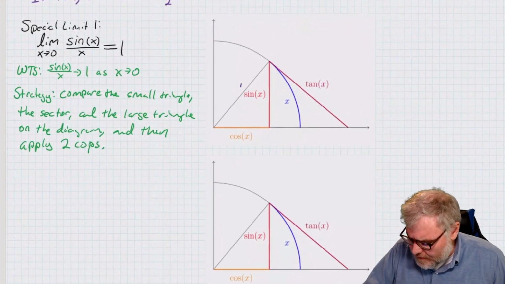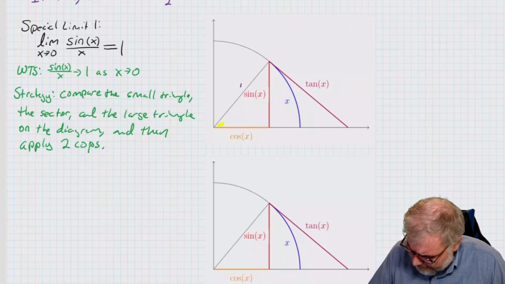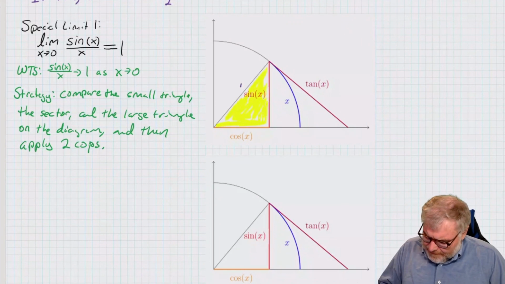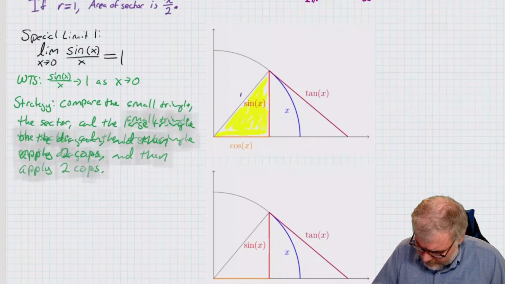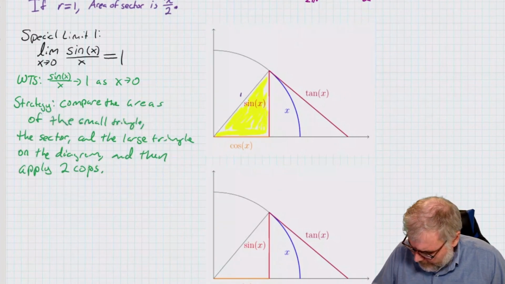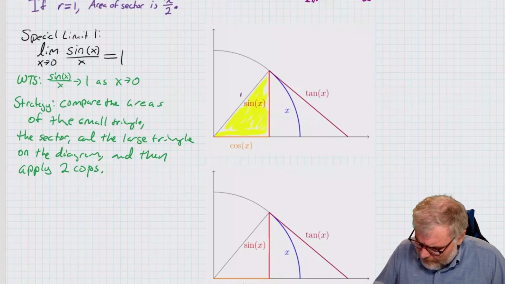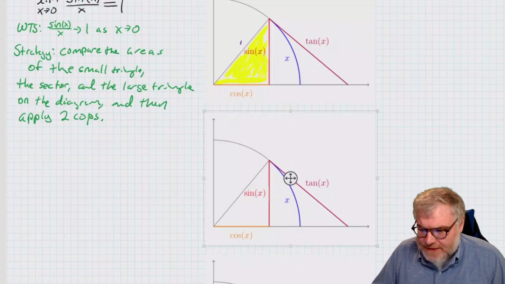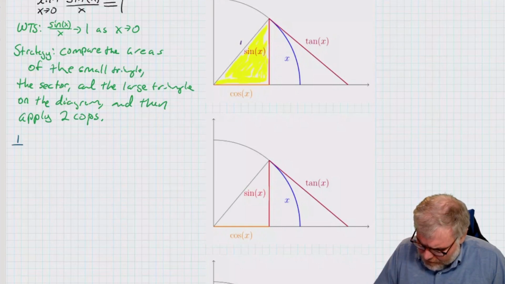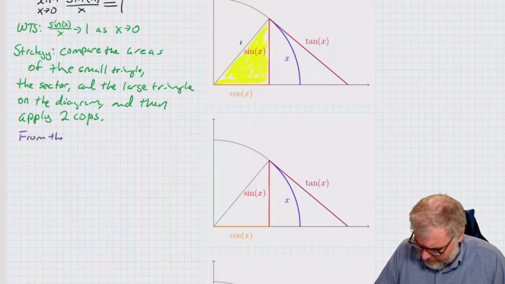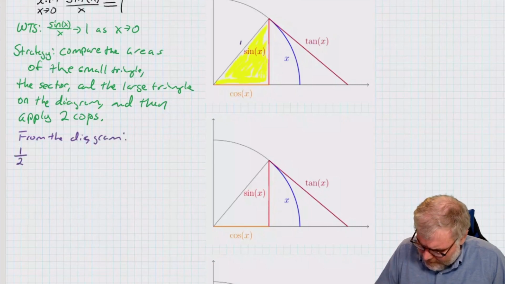So let's start this. The small triangle is this one right here. And we're comparing the areas. So the area of the first one is 1/2 base times height. So the first area I'm going to compare is, from the diagram, 1/2 cosine of x times sine of x. So that's the first one.